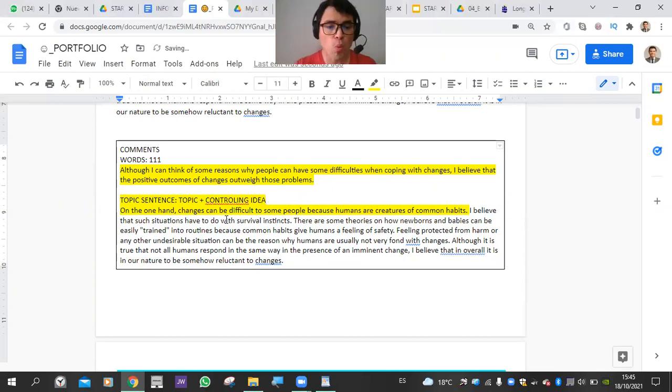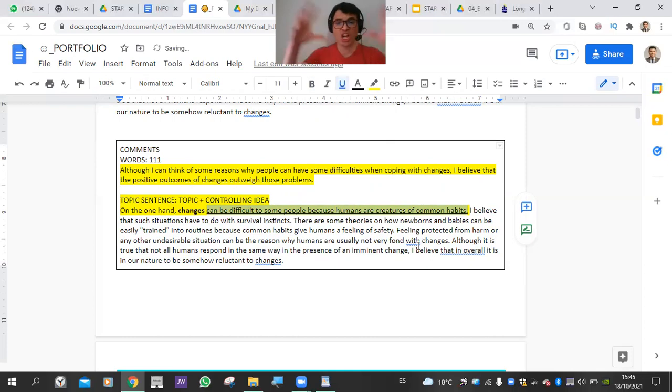Okay, so what is your controlling idea? We're going to see that in a moment. So what's the topic? Changes. Okay, this is the topic, changes. Can be difficult to some people because humans are creatures of common habits. Yeah, this is the controlling idea. All right, so that is the controlling idea.